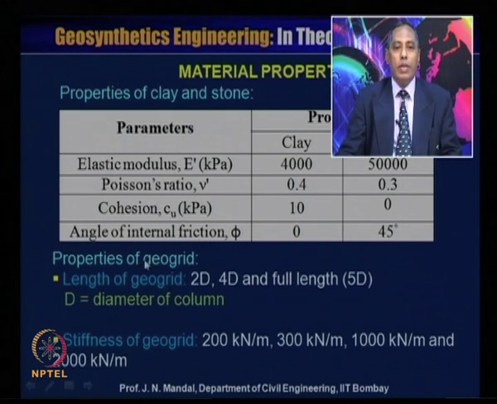Now, we also include the properties of the geogrid. The length of the geogrid varies as 2D, 4D and 5D. So the maximum length of the geogrid is taken as 5D, where D is the diameter of the column. So we have checked different heights of the column with respect to the diameter of the column, and we wanted to see the behavior of the encased stone column. Now, the stiffness of the geogrid is 200 kilonewton per meter, 300 kilonewton per meter, 1000 kilonewton per meter and 2000 kilonewton per meter.